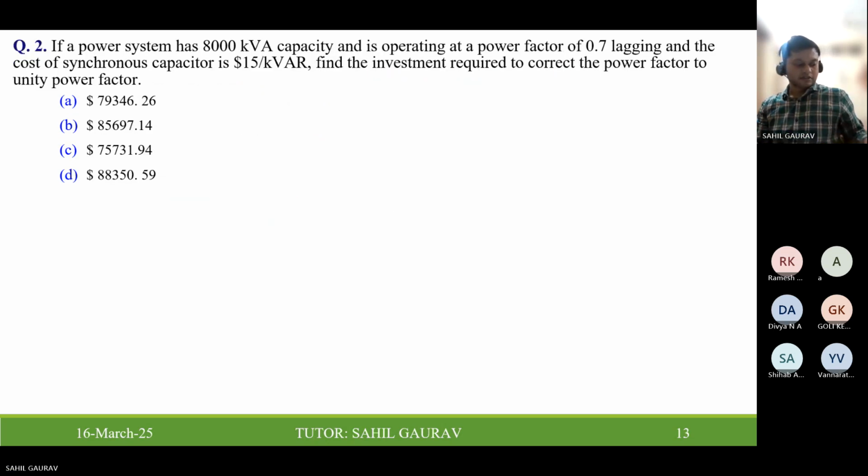So let us come to the next problem. A power system has an 8000 kVA capacity and is operating at a power factor of 0.7 lagging, and the cost of the synchronous capacitor is $15 per kVAR. Find the investment required to correct the power factor to unity power factor.